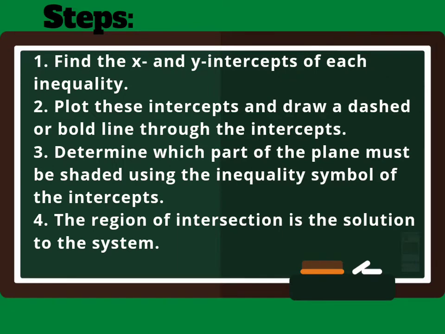Third, you are going to determine which part of the plane must be shaded using the inequality symbol of the intercepts. And then last one, you are going to identify the region of intersection of the two half planes. There is what we call the region of intersection of the two planes of each inequality, because we are going to graph the two inequalities at the same time in the same Cartesian plane. So the region of intersection would be the solution to the system.